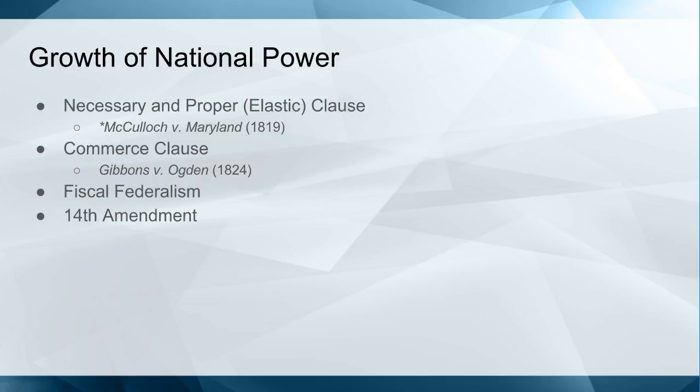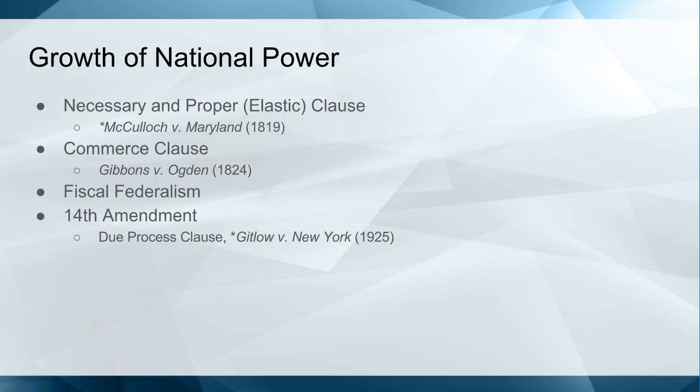The 14th Amendment. The 14th Amendment to the United States Constitution was passed after the Civil War. It contains several clauses. Two that are most important for this course will be the Due Process Clause and the Equal Protection Clause. The Due Process Clause, in the case of Gitlow versus New York, will be used to begin the process of selective incorporation.